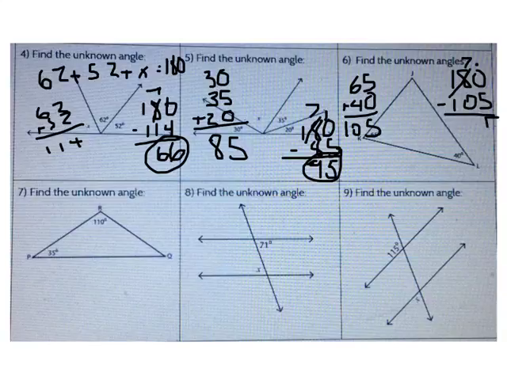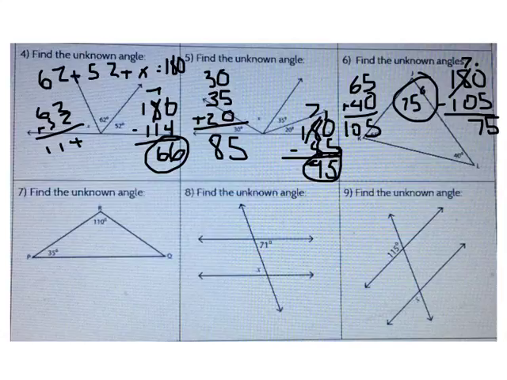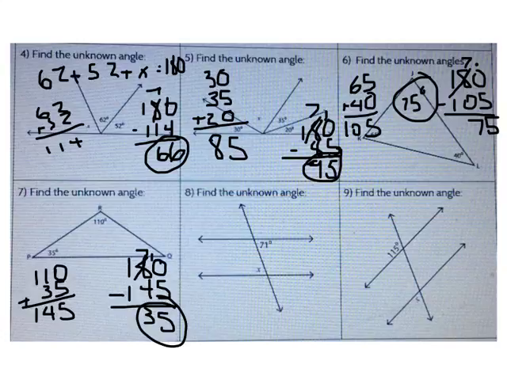10 minus 5 is 5. 7 minus 0 is 7. The answer is 75 degrees. Now you try one. What is angle Q for number 7? 110 plus 35 is 145. 180 minus 145 is 35. Angle Q is 35 degrees.